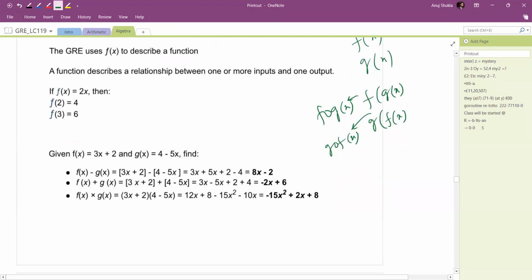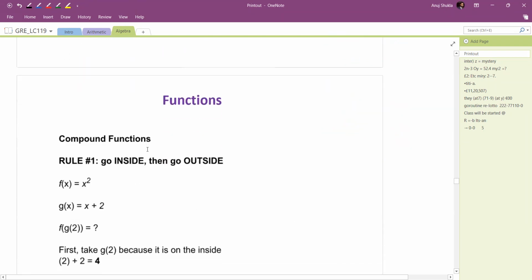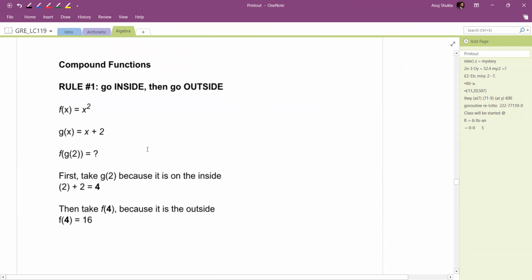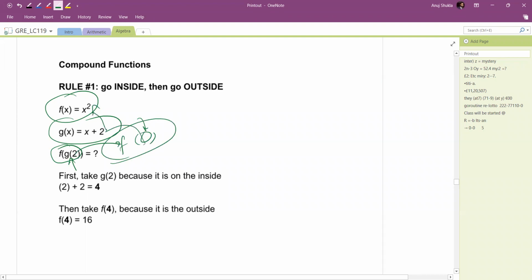So there are operations. f(x) plus or minus g(x) means you have to add it, subtract it. Multiply means you have to multiply. Then there is rule 1, go inside and go outside. Suppose f(x) is x square and g(x) is x plus 2. How to find f of g of 2? What do you do first? You first go inside, find g of 2. Then whatever comes, it will become f of that value you have found. Then you go to the f(x) function and you get the answer. That you already know, right? How to solve these? Yes, sir.